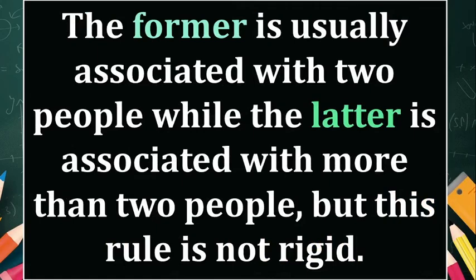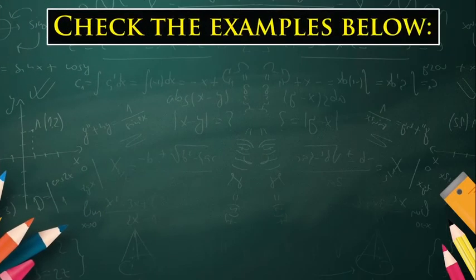Now, when you talk about each other, it is usually associated with two people, while the latter, that is one another, is associated with more than two people. But like we say always, the rule is not rigid. Let's see the following examples.